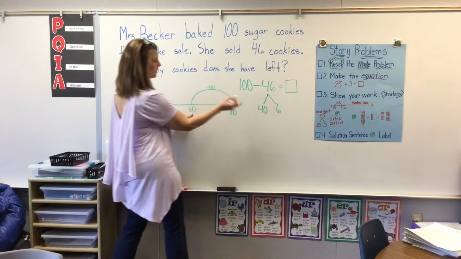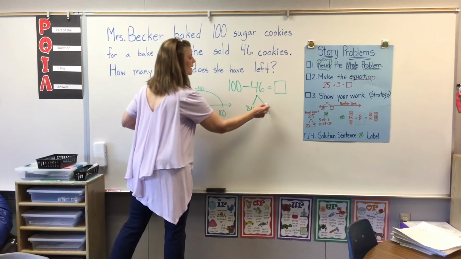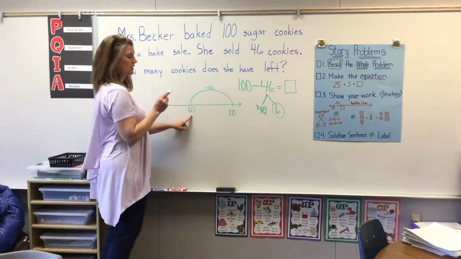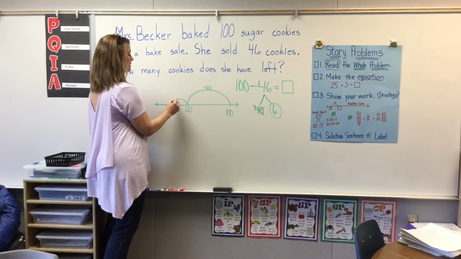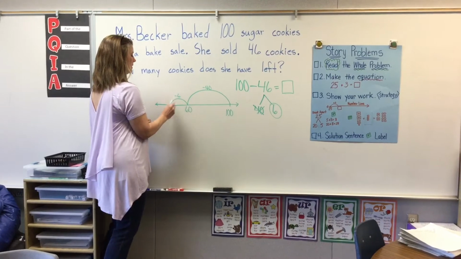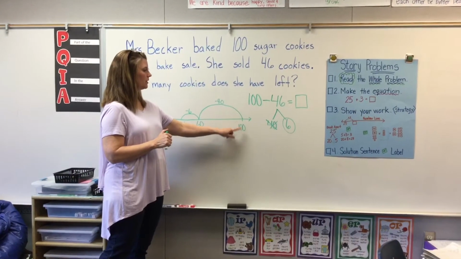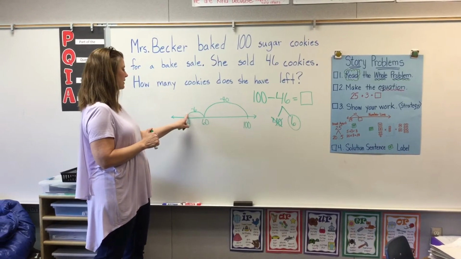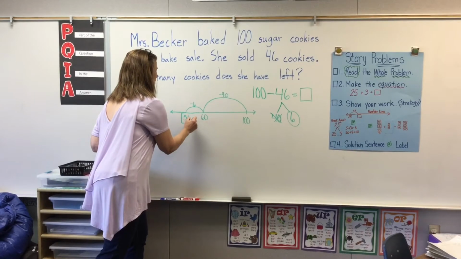Then I will come over here and I cross that off because I already jumped it, and I notice that I have 6 left. So now from 60, I'm going to jump backwards my 6 and land at 54. So now we see that 100 minus 46 lands us at 54. So this is where our box is.